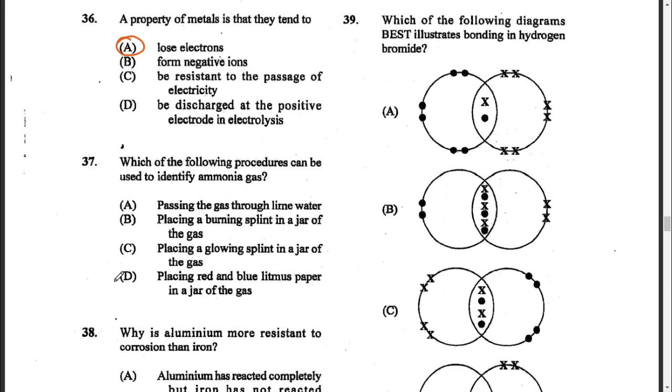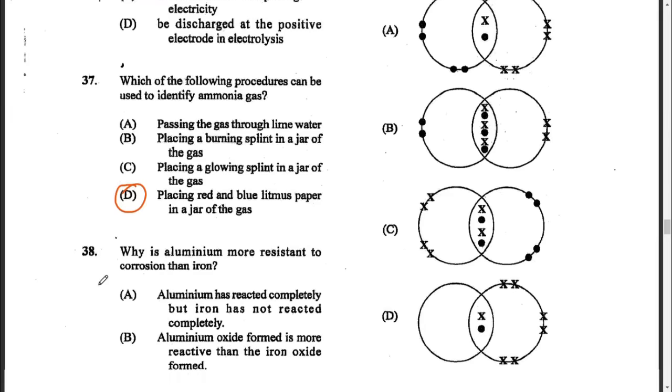37. Which of the following procedures can be used to identify ammonia gas? Passing the gas through lime water, placing a burning splint in a jar of the gas, placing a glowing splint in a jar of the gas, or placing red and blue litmus paper in a jar of the gas. And if ammonia gas is present, the red litmus paper would turn blue. The answer is D.